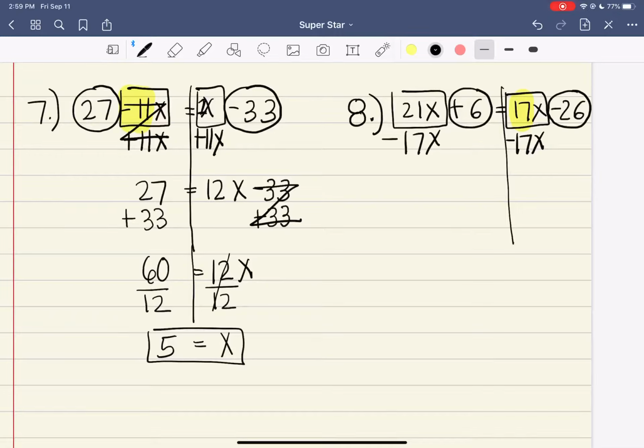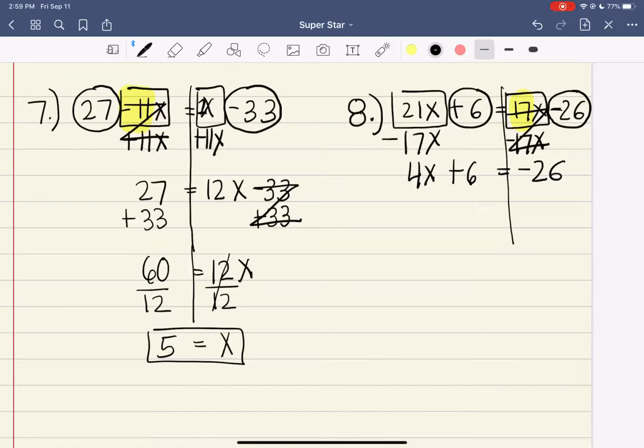So this will become 0, and this will become 4x plus 6 equals negative 26. So it's really important that if I have a negative in front, it needs to stay with our sign. So now we're down to our constants.